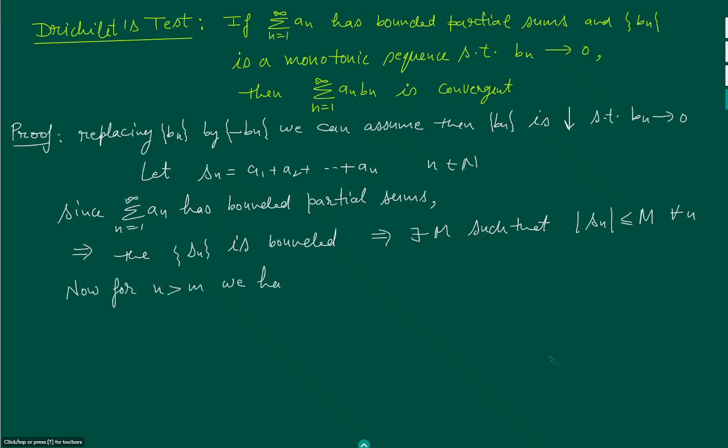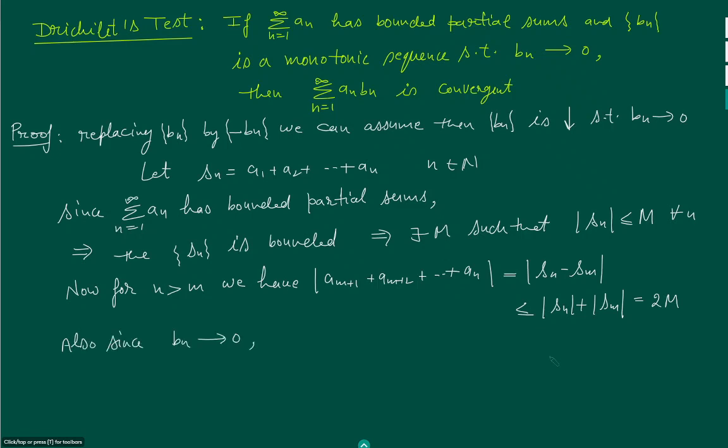Alright? This happens because it is given to us that the series summation an has bounded partial sums. Now, for n greater than m, we have a(m+1) plus a(m+2) plus and so on up to an, which is equal to Sn minus Sm. This is less than or equal to mod of Sn plus mod of Sm, and mod of Sn and mod of Sm are both less than or equal to capital M. So it is less than or equal to 2M. So we have for n greater than or equal to m, the modulus of a(m+1) plus a(m+2) plus up to an is less than or equal to 2M.